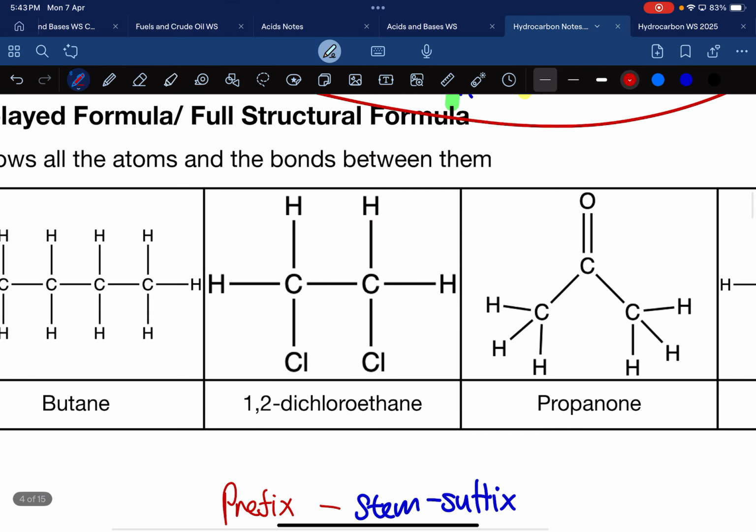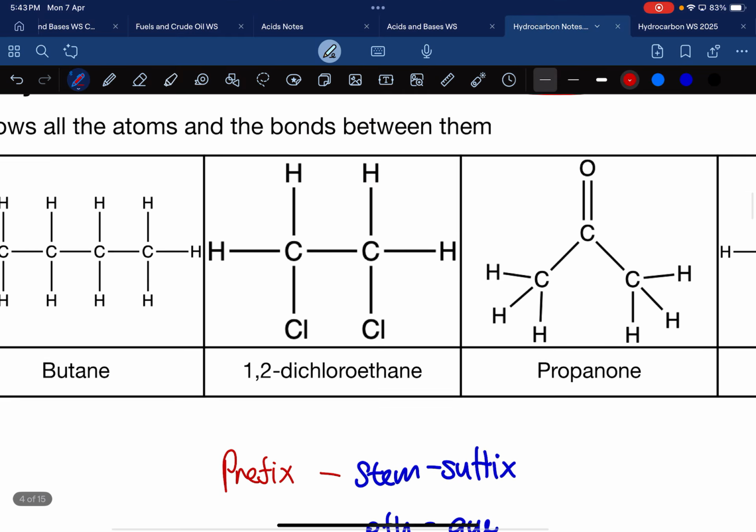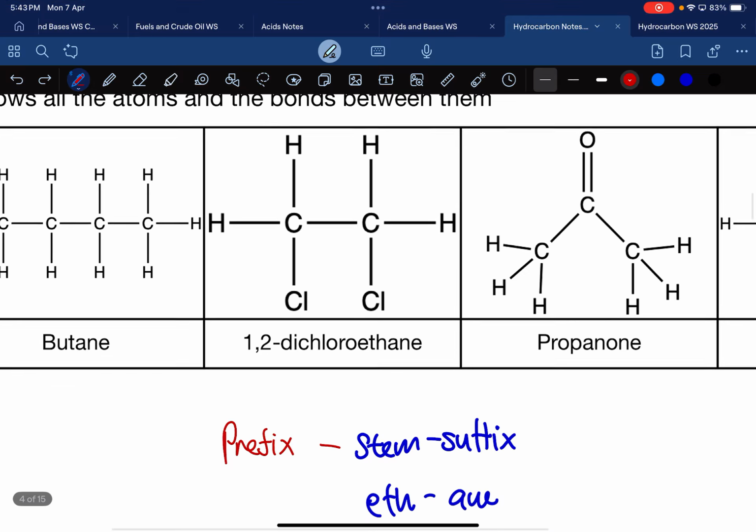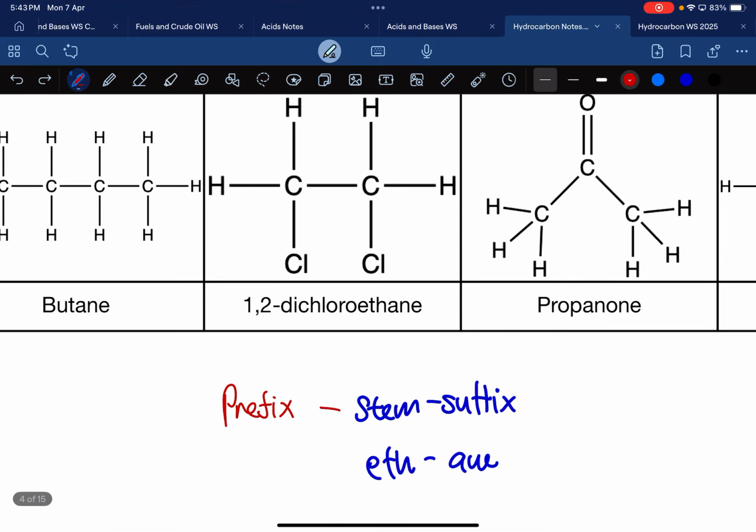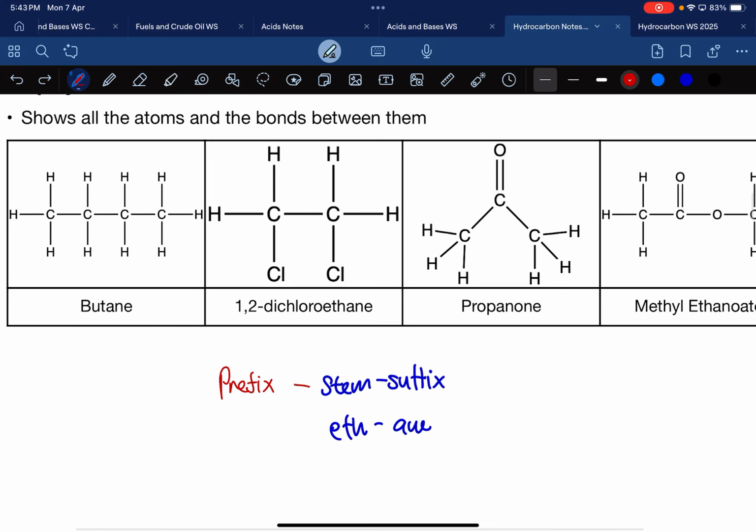How do you know it's ane? Because I only have 2 carbons and I only have single bonds, so I am an alkane, to begin with at least. Then we have our prefix. Your prefix is the substituents, in other words, atoms that come in and substitute for the hydrogen.